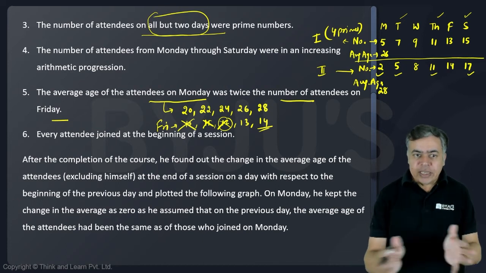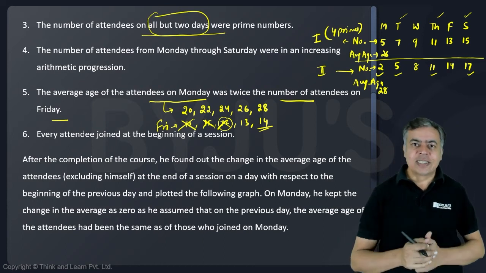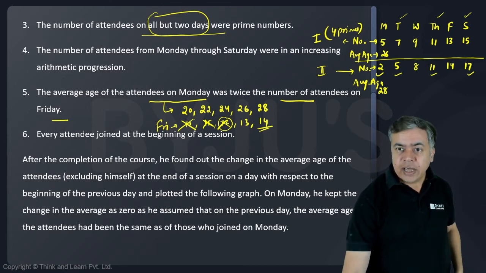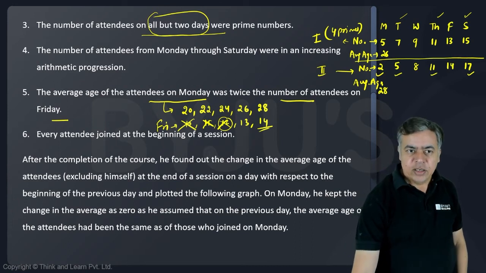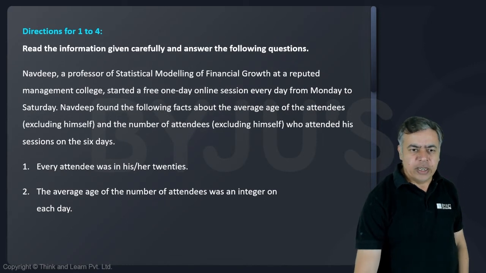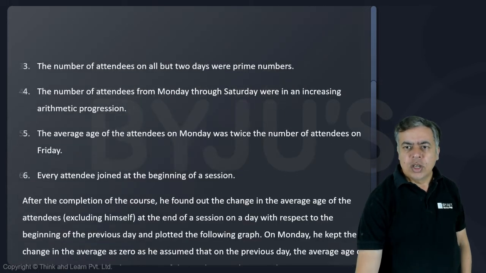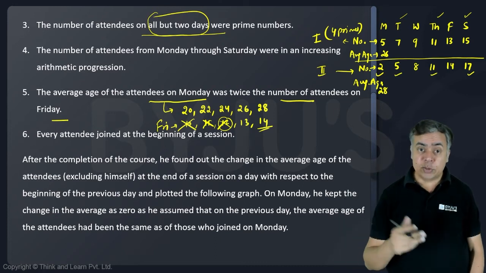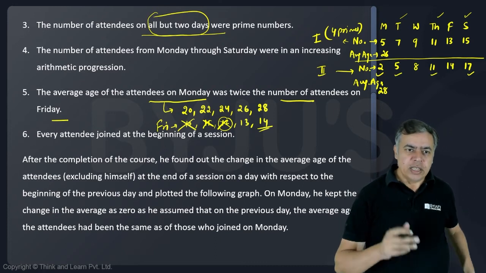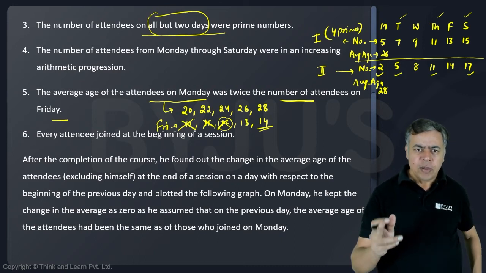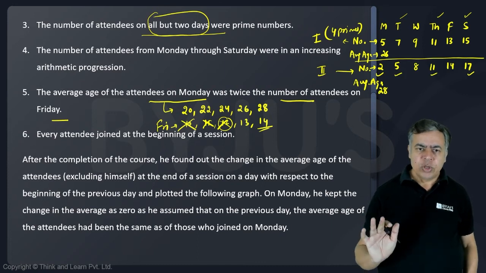After that we will see what else is given. Anything else is given? Let's check it. So first it was that every attendee was in his 20s. The average age of the attendees was an integer on each day. So we got it that Monday we got average age as 26 or 28 in respective cases. Then it is about number of attendees, and the average age on Monday we got, and every attendee joined in the beginning of the session.